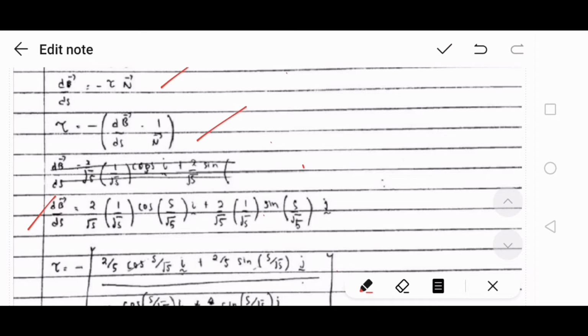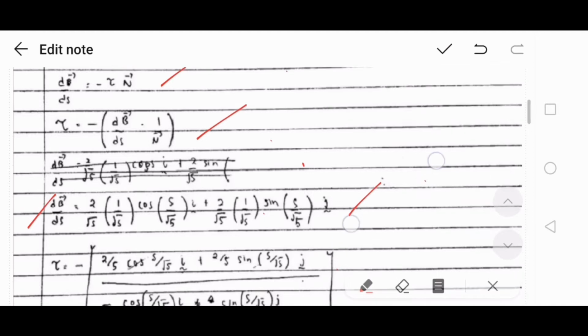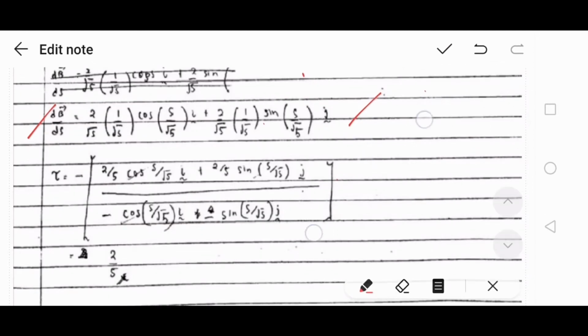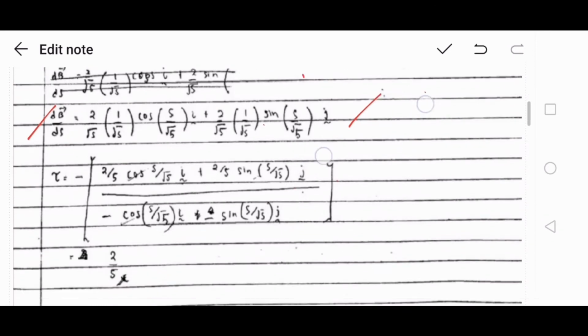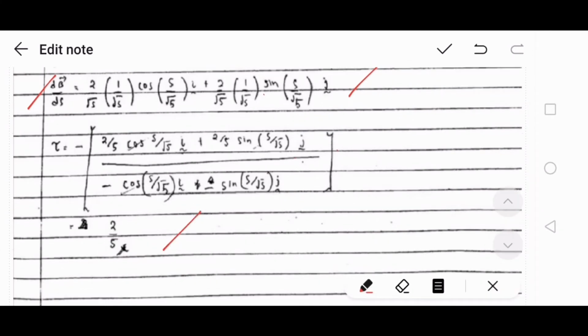5 in bracket 1 over square root 5 cos 5 over square root 5 i plus 2 over square root 5 in bracket 1 over square root 5 sin in bracket 5 over square root 5 j. And then we can find the torsion by using this formula, and we get torsion equal to 2 over 5.